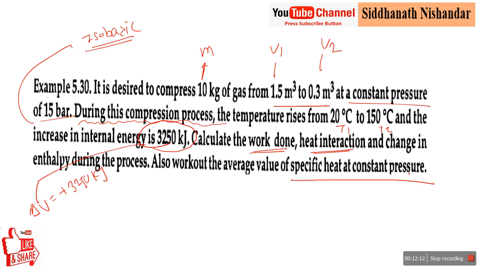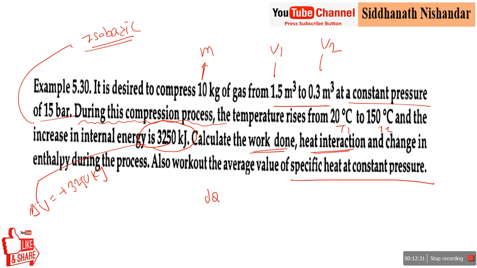This is again a very simple, straightforward numerical. Just apply the basic fundamental formulas. Work done: pressure is given and both volumes are given, so we can easily calculate work done. Heat interaction is mcp delta T, but Cp is not given. However, they give the change in internal energy here.